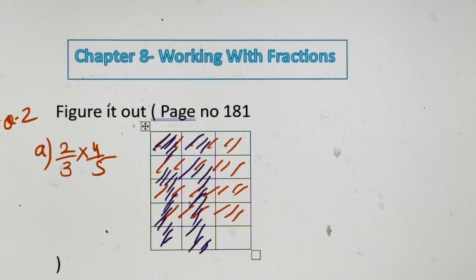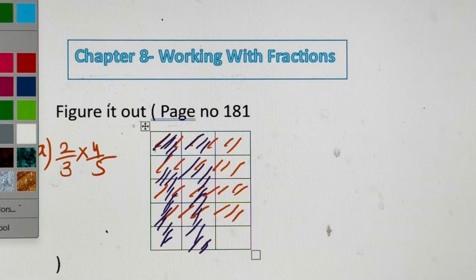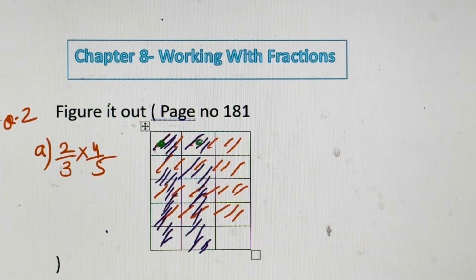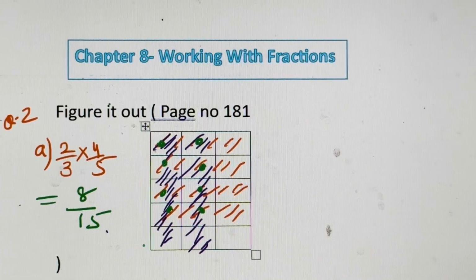Now what is the common shaded portion? You can count the common shaded portion, and we will show it with the green color. So this is common, 1, 2, 3, 4, 5, 6, 7, 8, right? So the answer would be 8 and total squares are 15. So 8 upon 15 is the first answer.